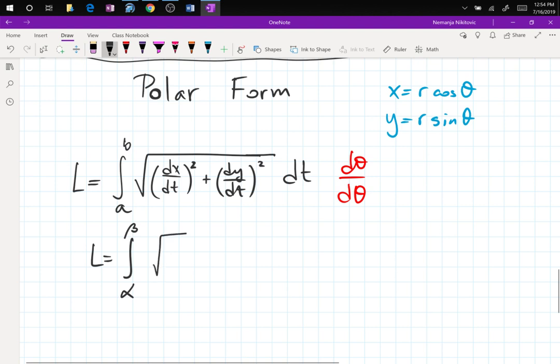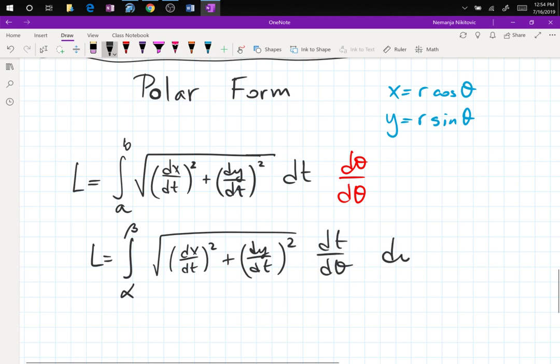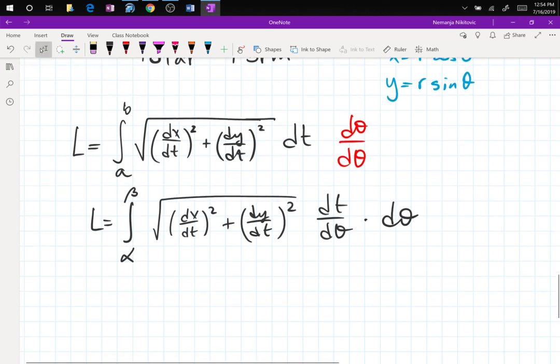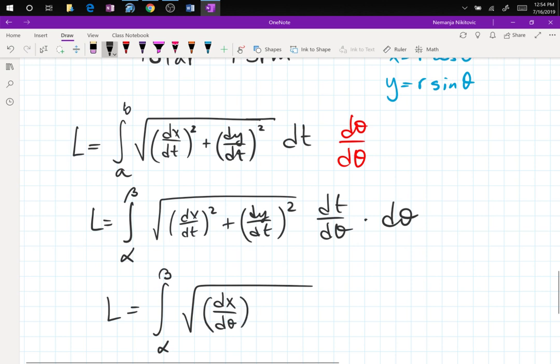All right, so the next step is to just get this, you copy this, and you get your dt over d theta, and then times d theta. So now dt d theta is ready to go inside. dt will become dt squared. It will kill all the denominators, and then d theta will take over as a d theta squared. So we are getting alpha, beta as limits, and then the square root of (dx d theta) squared plus (dy d theta) squared d theta.